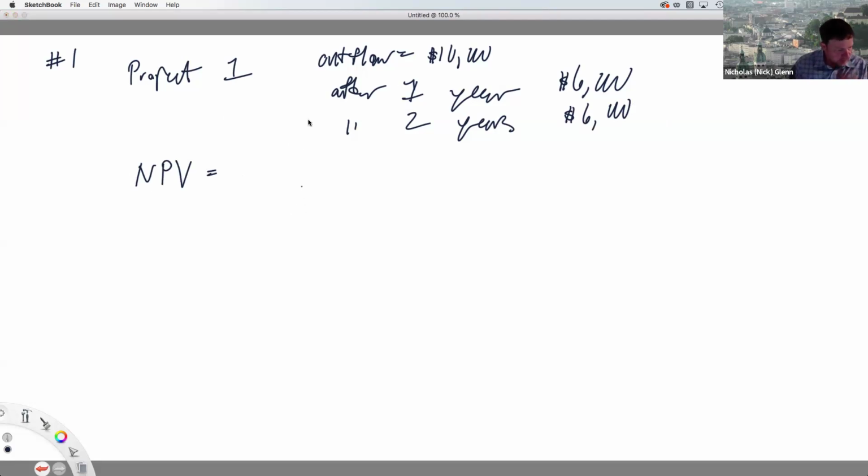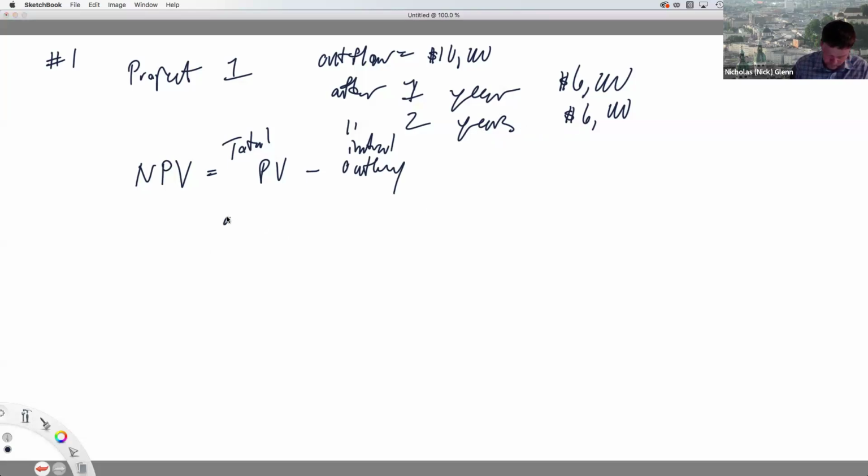All right. So what is that? Well, it's going to be the total present value of these 2 years, minus this initial outlay, which is $10,000. So what we need to do is determine the present value for the $6,000 in 1 year and the $6,000 2 years from now. So let's do that first.